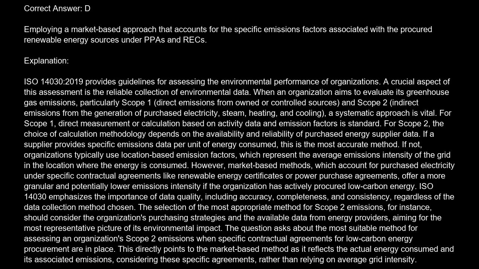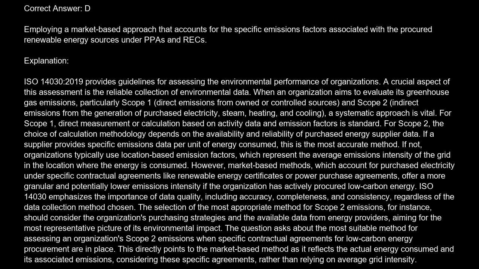For Scope 2, the choice of calculation methodology depends on the availability and reliability of purchased energy supplier data. If a supplier provides specific emissions data per unit of energy consumed, this is the most accurate method. If not, organizations typically use location-based emission factors, which represent the average emissions intensity of the grid in the location where the energy is consumed.